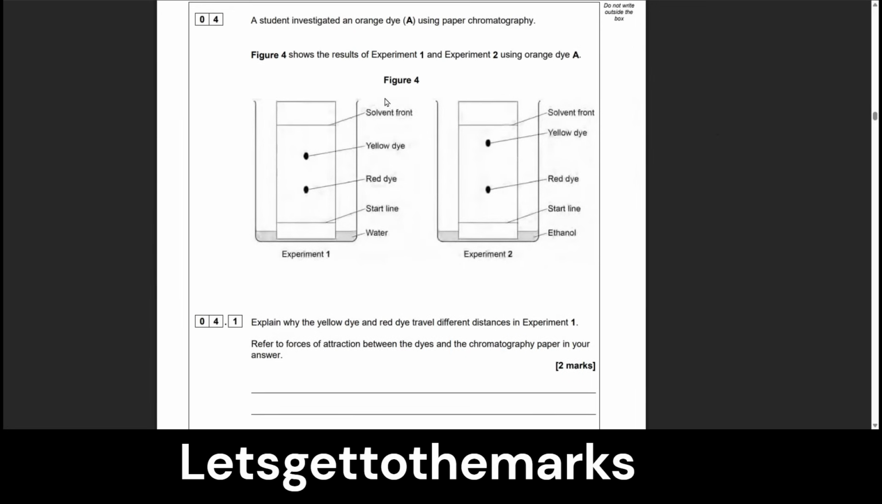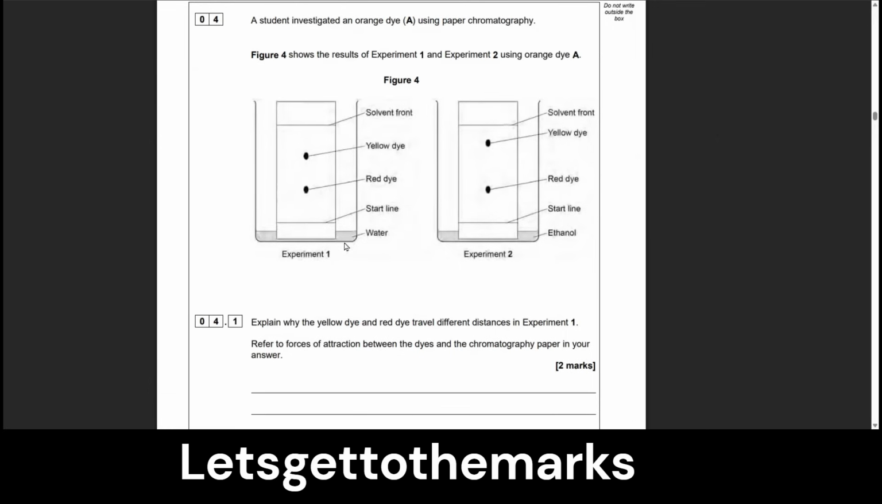Right, question 4. A student investigated an orange dye A using paper chromatography. Figure 4 shows the results of experiment 1 and experiment 2 using orange dye A. So we got experiment 1 and experiment 2. They put orange dye A on there, and it's obviously split into different colors. Explain why the yellow and red dye travel different distances in experiment 1. Refer to the forces of attraction between the dyes and the chromatography paper in your answer.